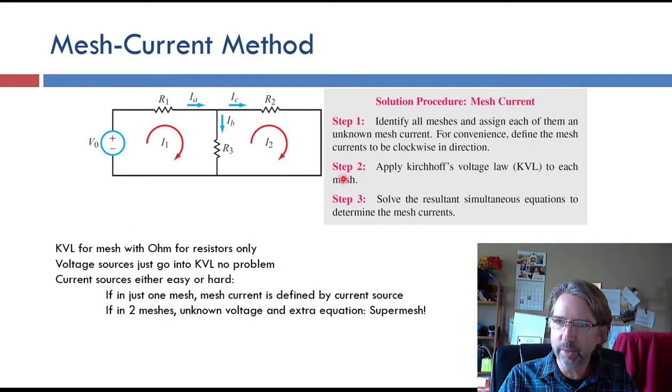Okay, so just to sum up, our steps are to find all of the meshes with unknown currents, and then do Kirchhoff's Voltage Law and Ohm's Law for all of those unknown mesh currents, and then solve our system of equations. Voltage sources just go into Kirchhoff's Voltage Law, so no matter how the voltage source is arranged, it's no problem. Current sources, we haven't seen any yet, but the voltage across the current source is unknown, so it either makes our life easy or hard. Just like in the node analysis, voltage sources made our life easy or hard. Everything's kind of flipped for the mesh analysis method.